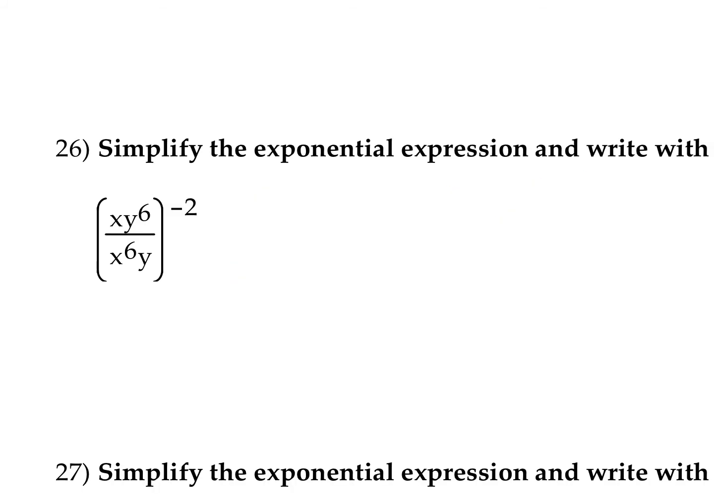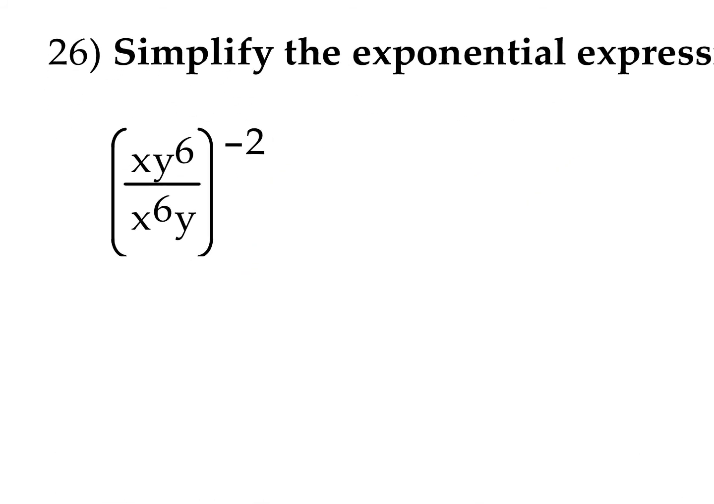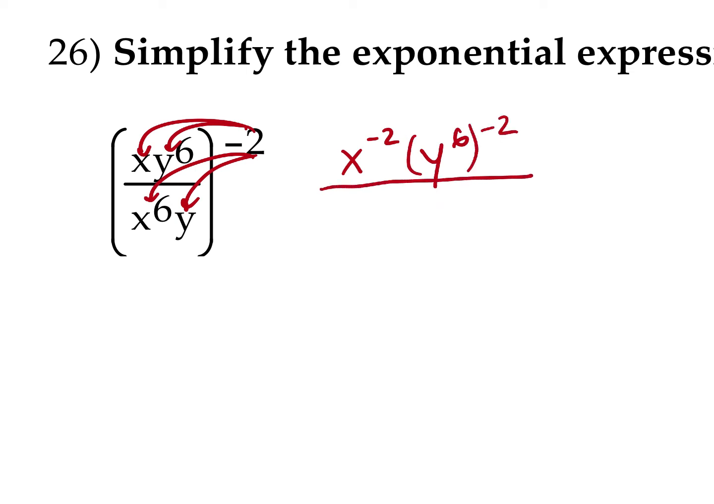All right, 26. What should I do first? What does the -2 get distributed to? Everything. So it gets distributed to the x on top, the y on top, the x on the bottom, and the y on the bottom. So this will be x to the power of -2, y to the power of 6 to the power of -2, x to the power of 6 to the power of -2, and y to the power of -2. What can I do next?